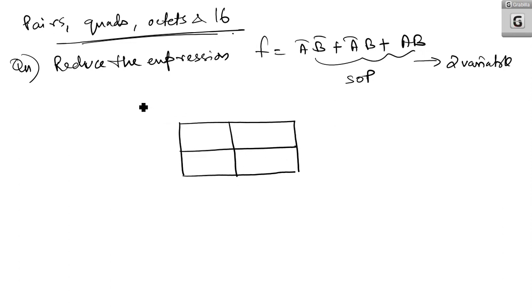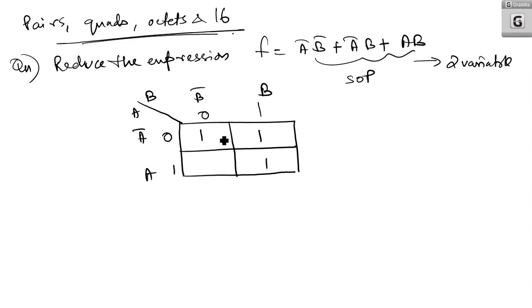Yeah. So this is A, B, 0, 1, 0, 1. Here you have A bar, A, B bar, B. First one is A bar, B bar. A bar, B bar means the first term only, so you will get 1. This is SOP. A bar B, that means the second term. Here you will get 1. Third term is AB. AB means A B. That is this term.